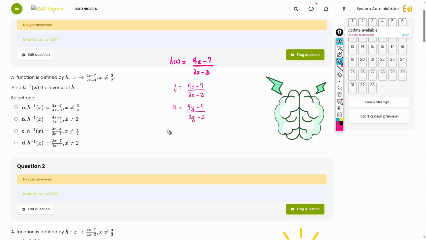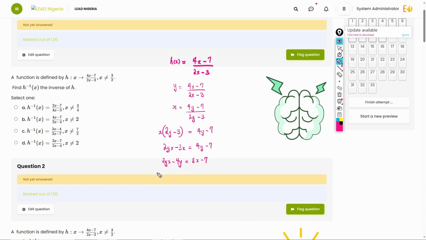So I'll cross multiply. I would have (2y minus 3) multiplied by x is equal to 4y minus 7. I'll have 2yx minus 3x is equal to 4y minus 7. Okay, so collect like terms. I'll move 4y over to the left hand side and minus 3x over to the right hand side. So I would have 2yx minus 4y is equal to 3x minus 7.